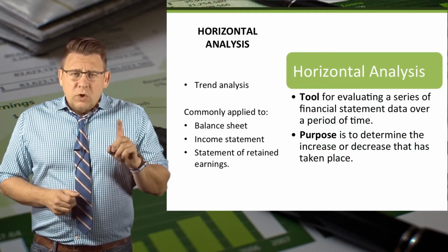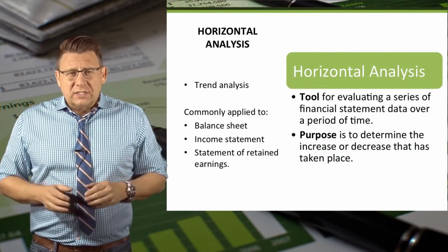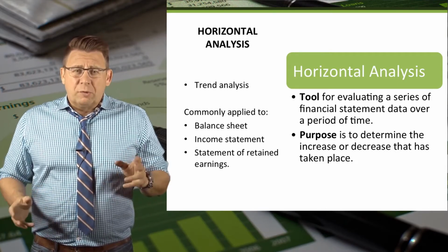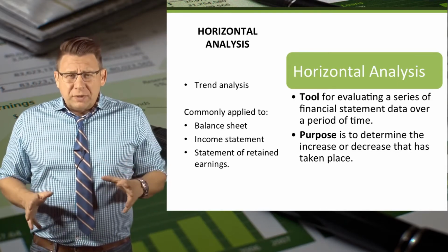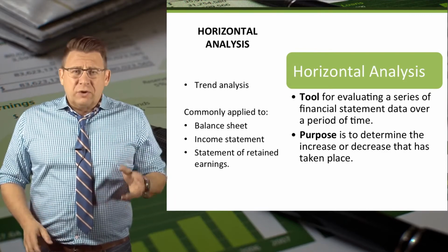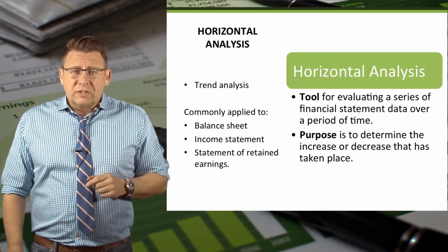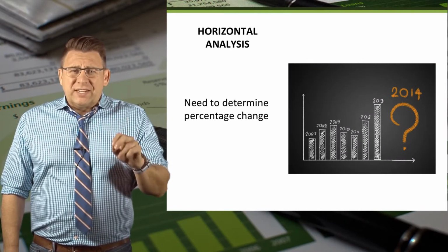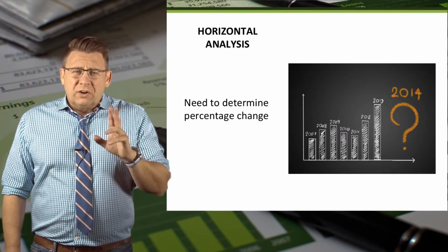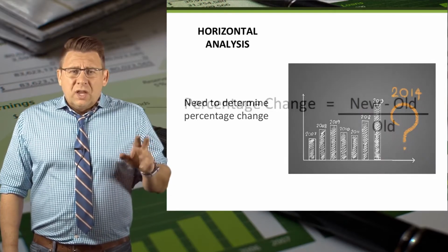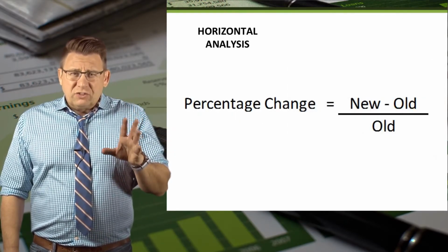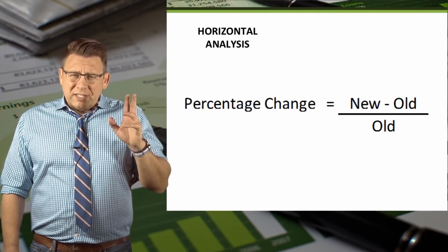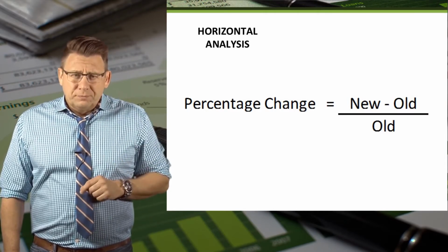Horizontal analysis, which is sometimes called trend analysis, is a technique for evaluating a series of financial data over a period of time. Its purpose is to determine the increase or decrease of an account over time. We do this by determining the percentage change from one year to the next. I solve percentage changes by using the very complicated math formula: new minus old divided by old.